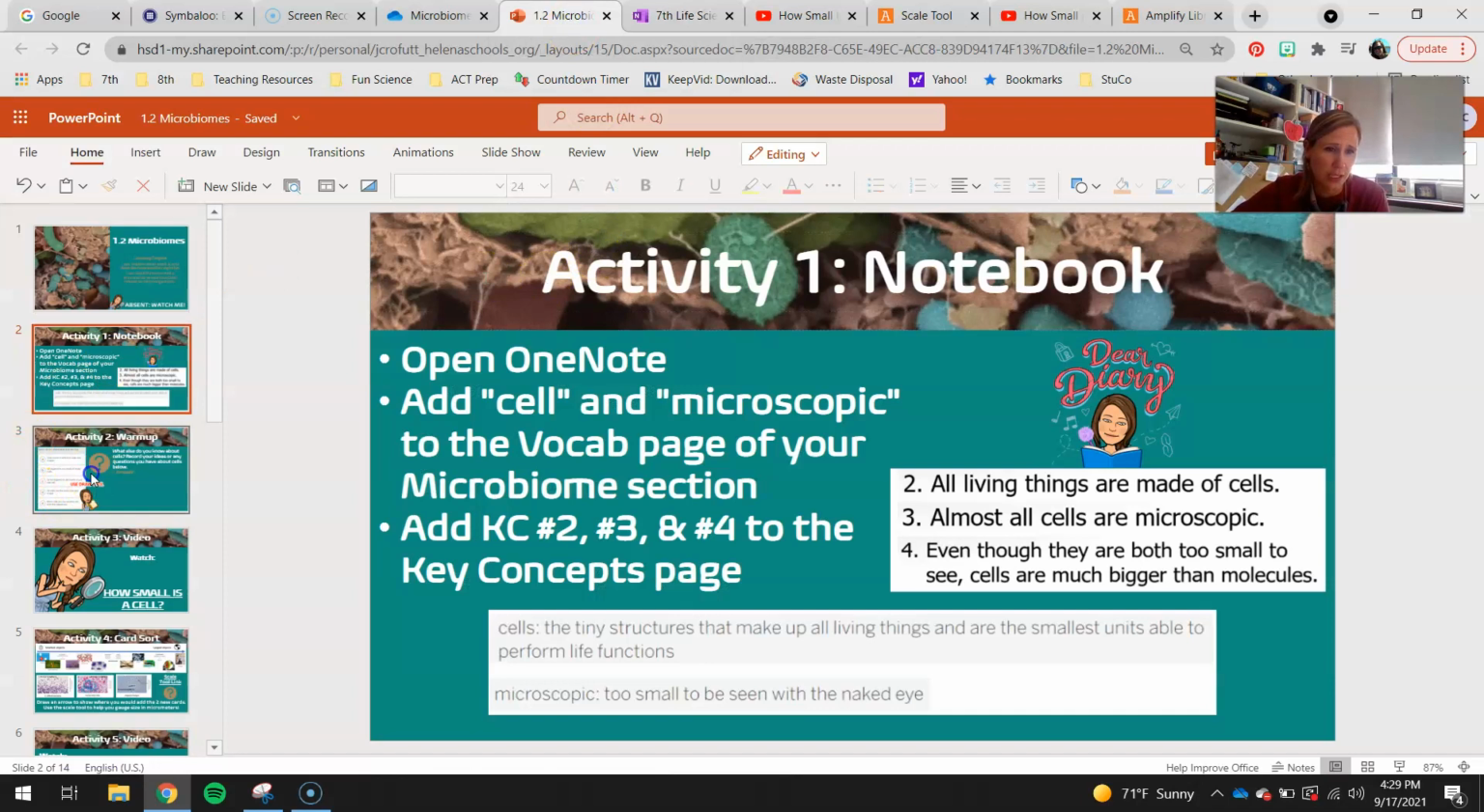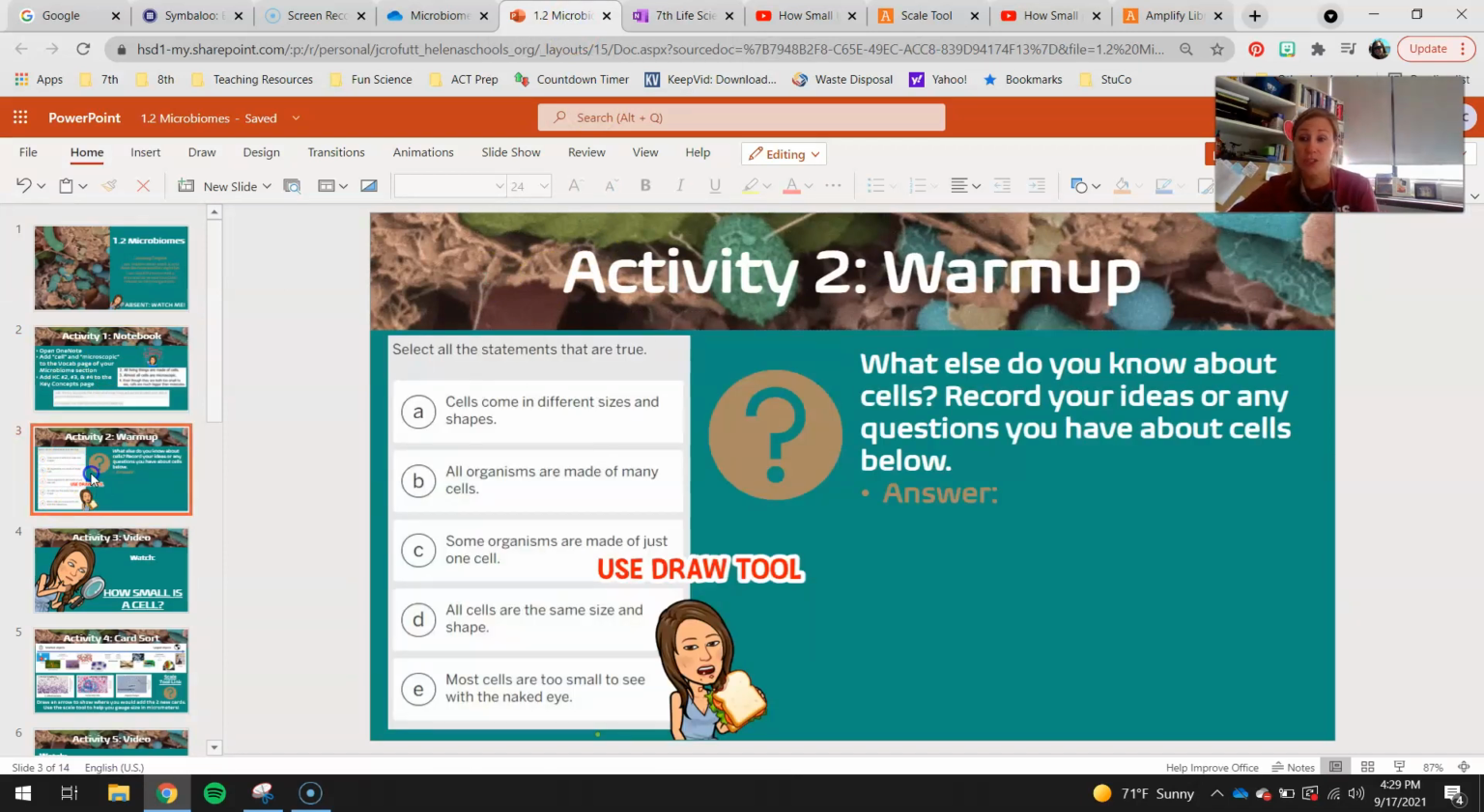Once you have those in your notebook, you'll move on to activity 2, which is your warm-up. Remember, as you work through this from home, pause this video after each activity so you can complete it when the directions are fresh in your mind. Then when you're done with that slide or slides, pop back into this video and get instructions for the next activity.